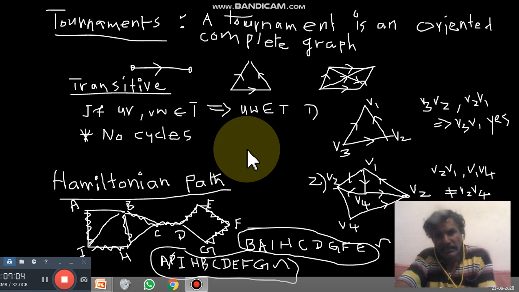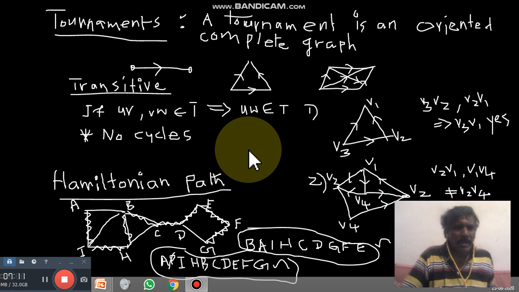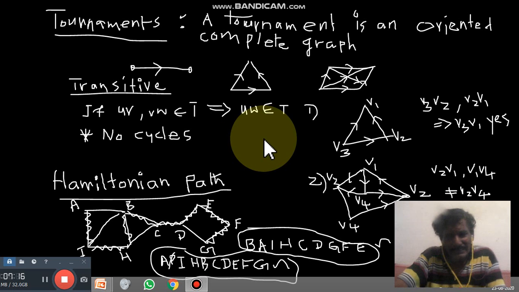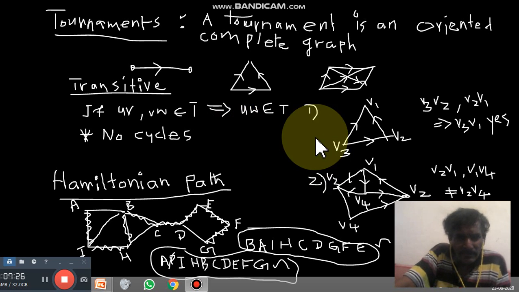Now, let us go to the next slide, to know a little more about the Hamiltonian path. Does this tournament have a Hamiltonian path? That is our question. Suppose there is a tournament. Our aim is to find whether there is a Hamiltonian path or not.